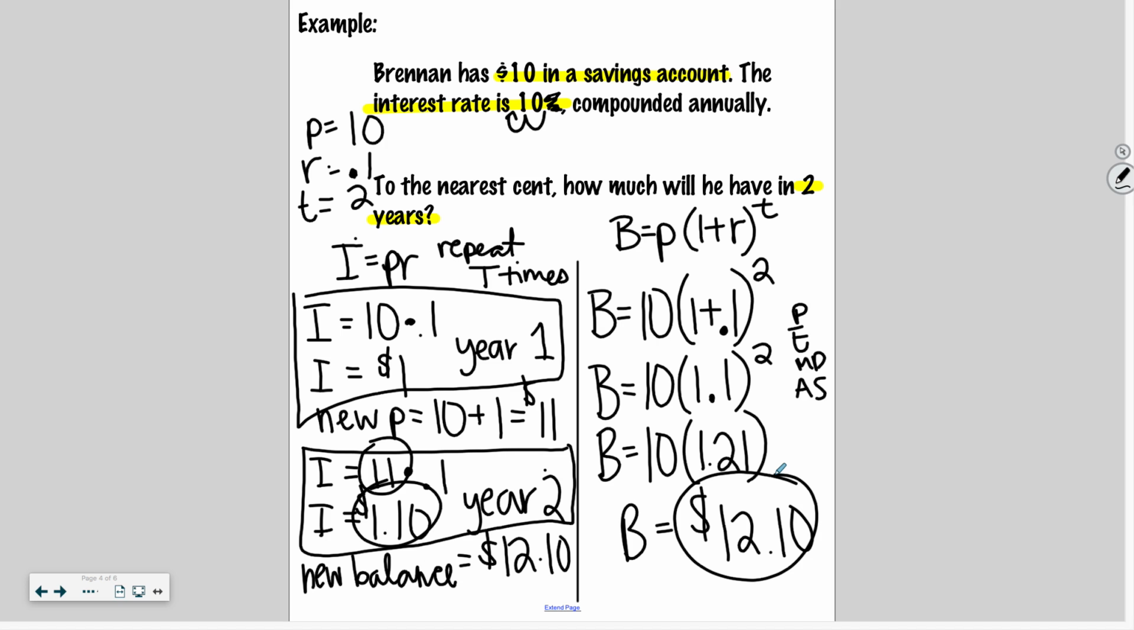This side, to me, in my opinion, is much, much easier than using the I equals P R T equation. So memorizing this and how to use it is something I highly recommend.